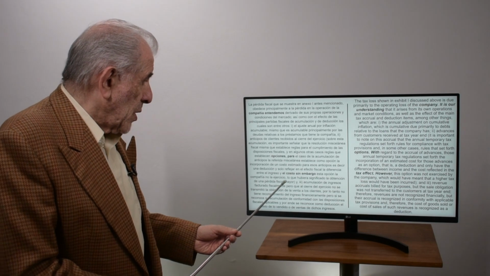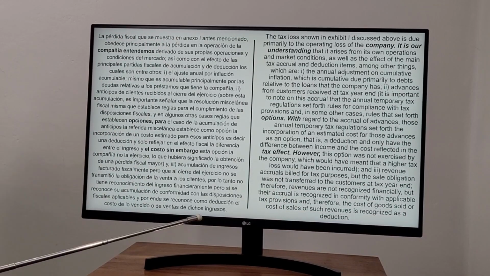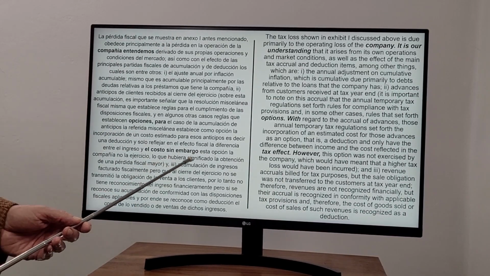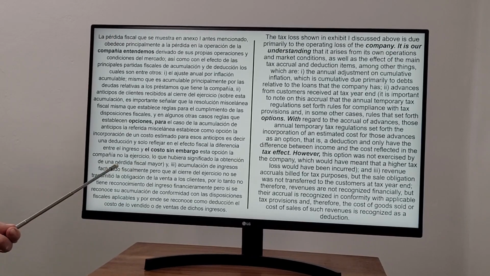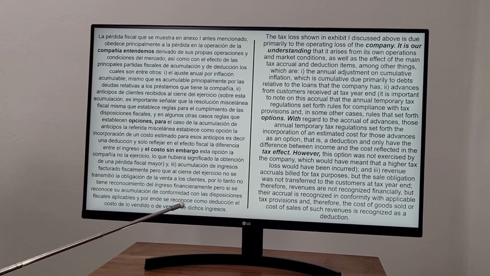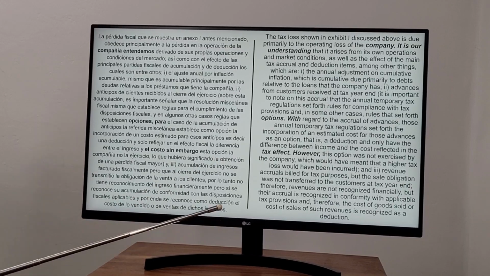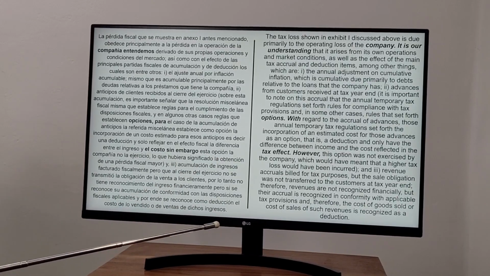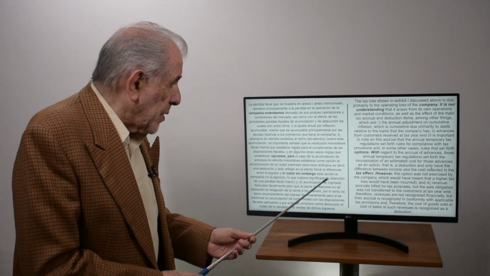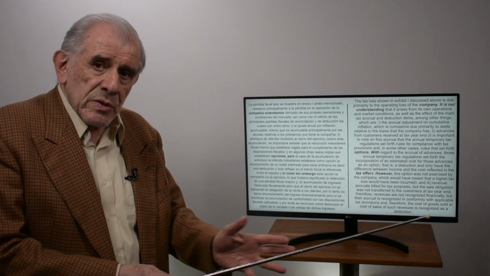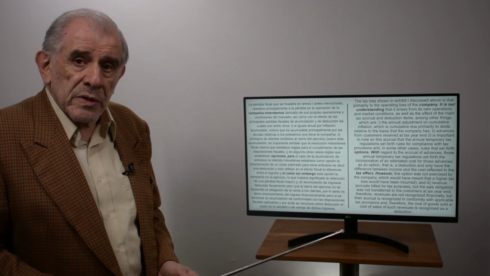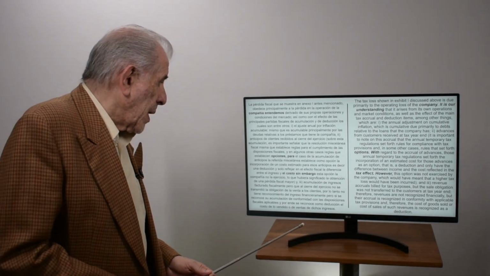We continue with lo que hubiera significado, a past conditional form, and then we come to a noun, la obtención. La obtención de una pérdida fiscal mayor. Obtención is a noun, and I think it works better as a verb in English. We're also going to translate obtención for the verb incur. Losses are incurred in English, not obtained.